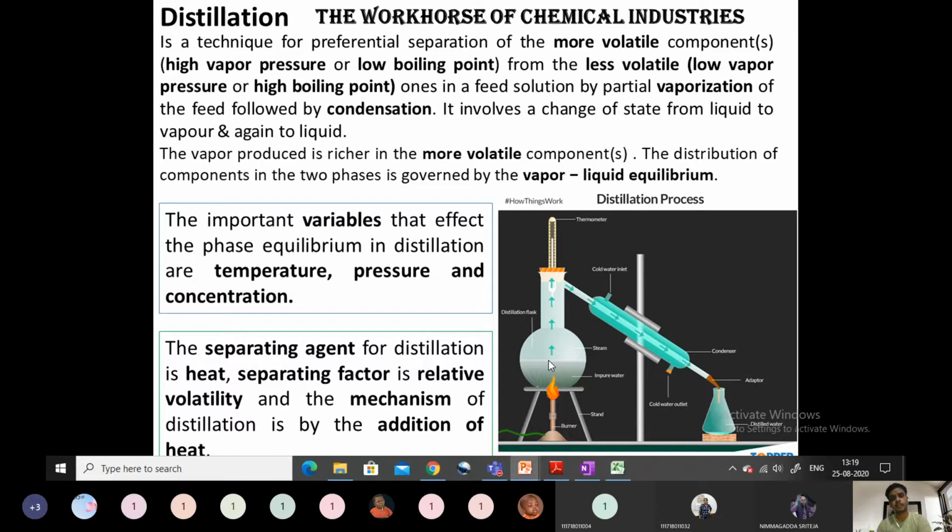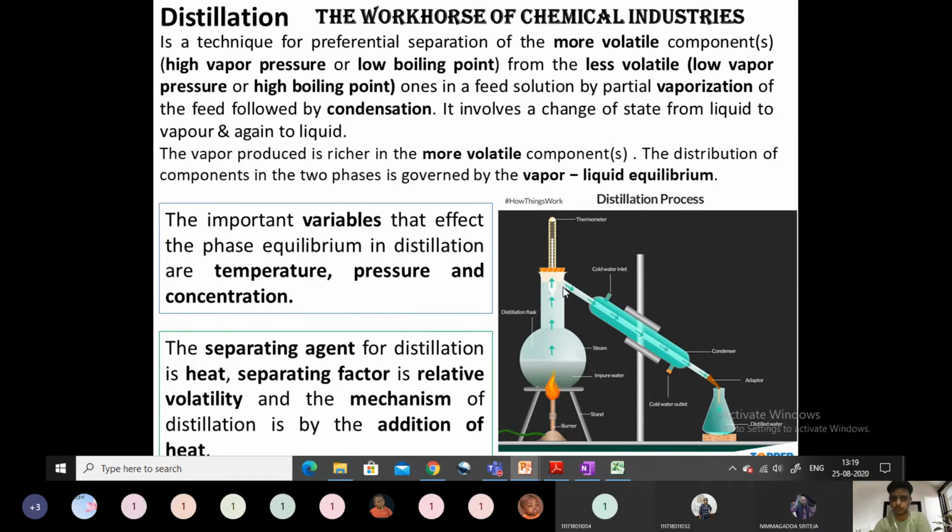So we have to study vapor liquid equilibria, because without vapor liquid equilibria we can't design the distillation column. So vapor liquid equilibria is the heart. We can say it is the heart. Using that we can design and operate the distillation column.